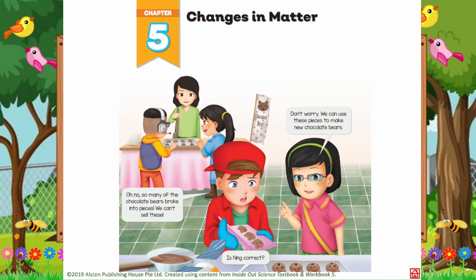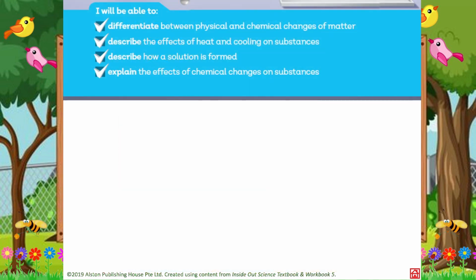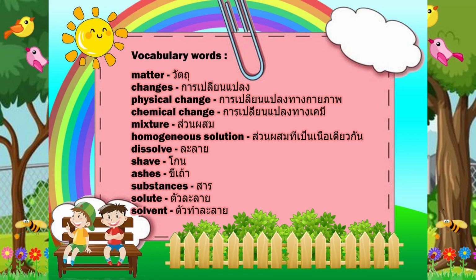So as we go on with our lesson for today, we are going to find out if Ning was correct, alright? So in this lesson, you will be able to differentiate between physical and chemical changes of matter, as well as describe the effects of heat and cooling on substances. Describe how a solution is formed, and you are going to be able to explain the effects of chemical changes on substances.